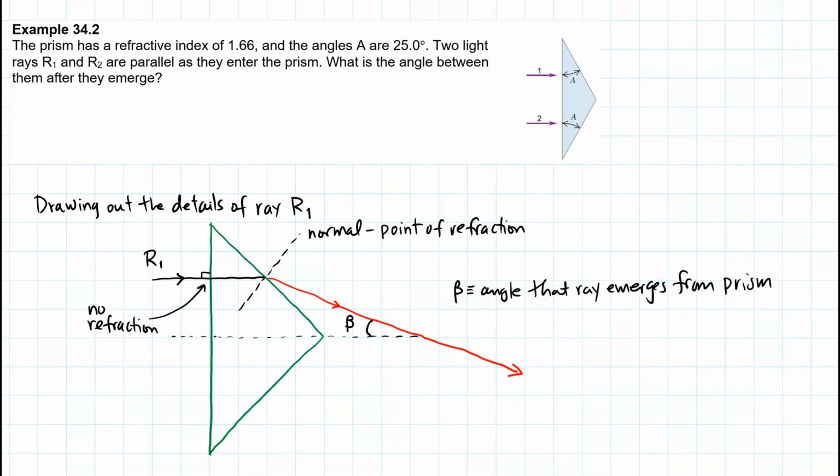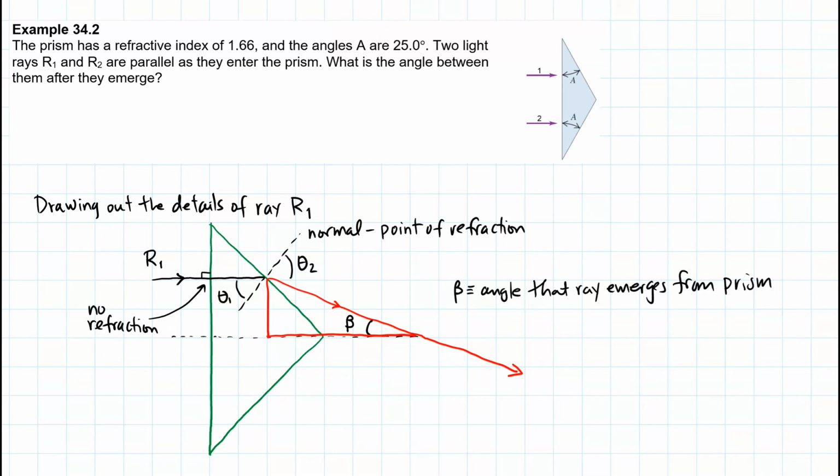So to focus on that angle, note that I can draw a triangle, this red triangle, and what you're seeing here is that we can use Snell's law to figure out two of the angles. And there's going to be two angles that we don't know what they are. So let's write those into detail.